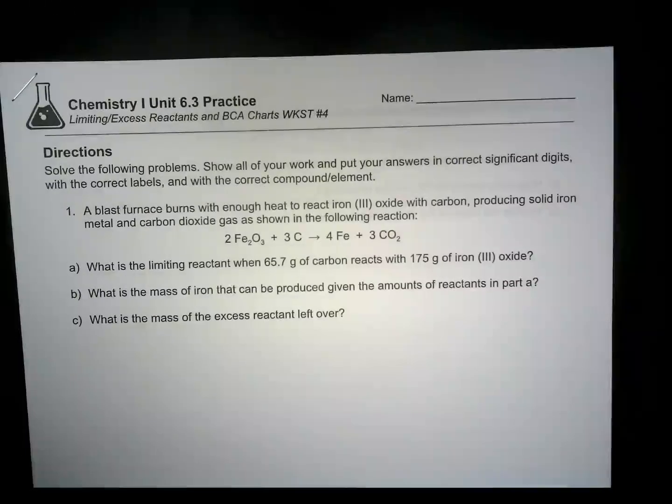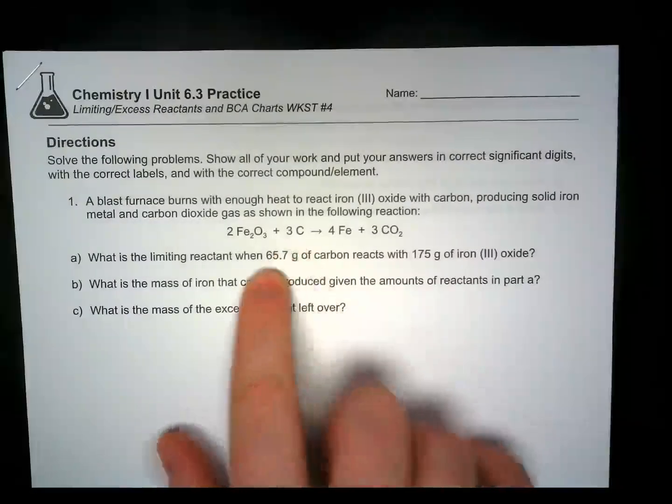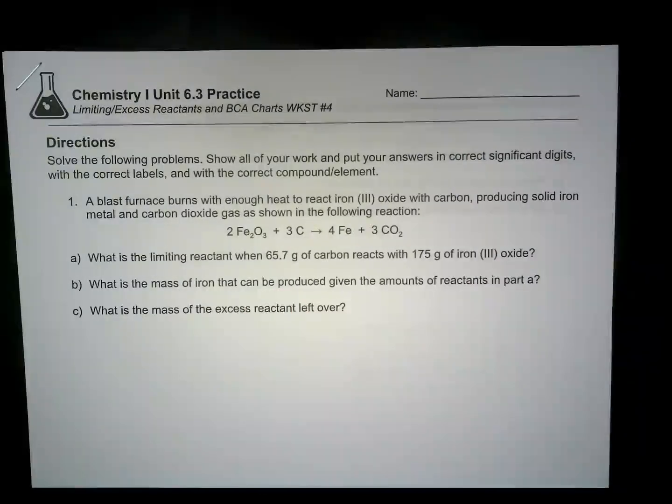A blast furnace burns with enough heat to react iron 3 oxide with carbon, producing solid iron metal and carbon dioxide gas as shown in the reaction below. So we've got the reaction down here, and again, I lay out all 3 things I want you to look for.